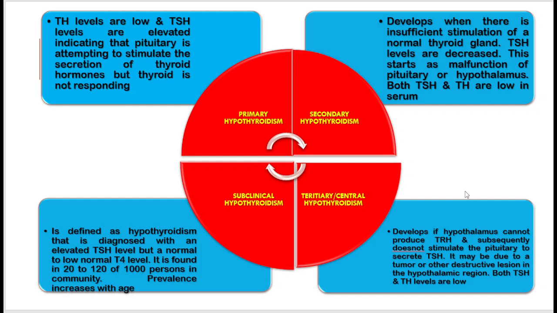That means it is not coming in any of these primary, secondary, tertiary categories. Elevation in the TSH will be seen and there will be normal to low normal levels of T4. So that category we term here as subclinical hypothyroidism.